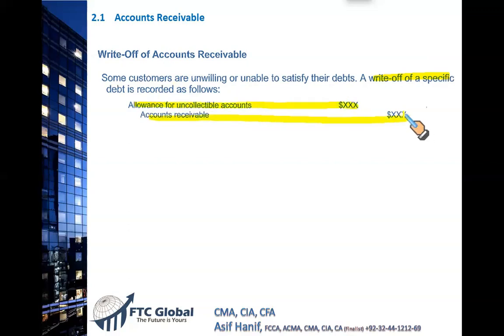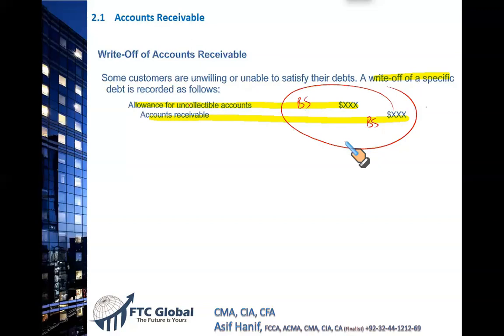Now, please note, this is something very fine. This entry does not affect your income statement. This entry does not affect the net balance of your current assets. In other words, your balance sheet and your income statement are not affected by this transaction. Why? Because account receivable is a balance sheet item. Allowance for uncollectible accounts is a balance sheet item. Both of these adjust in such a way that the net balance of your current assets stays the same. I will explain this concept in the next slide, just a minute.